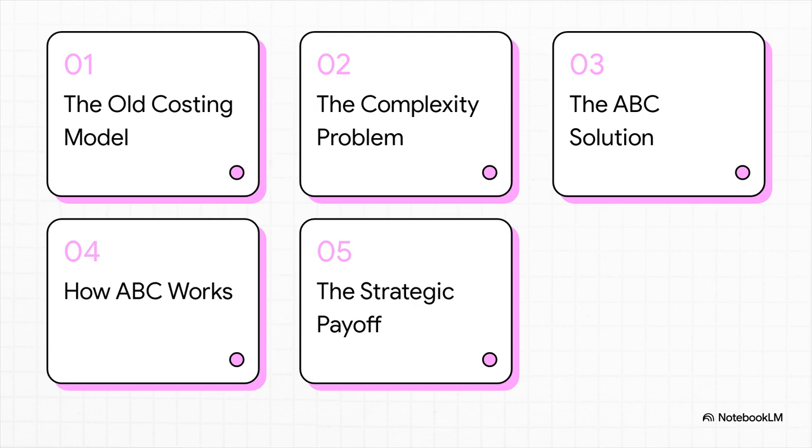So in this explainer, we're going to take a little journey. We'll start with the old simple way of costing and see how modern complexity just shattered it. Then we'll dive into the solution, activity-based costing, or ABC. We'll see exactly how it works, and you'll see the incredible strategic power it can give you.